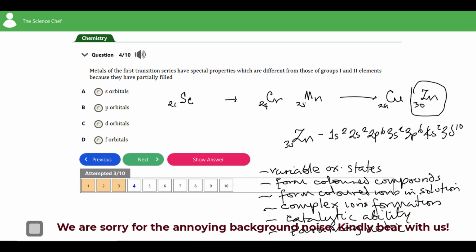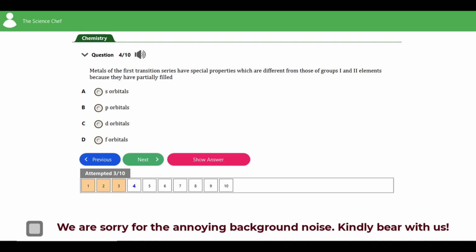Apart from the complex ion formation, all these properties are basically due to the presence of partially filled d orbitals, right? So going back to our question, I told you that metals of the first transition series have special properties which are different from those of group 1 and group 2 elements, because they have partially filled d orbitals.